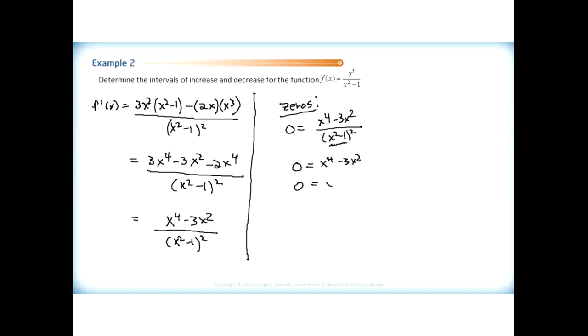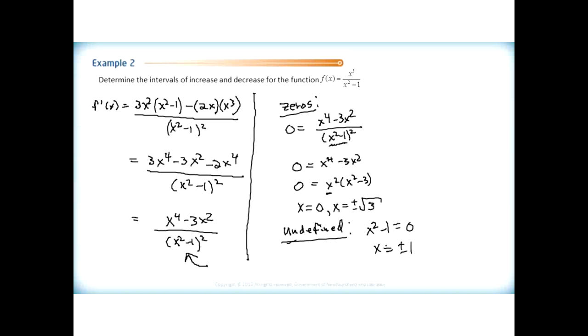And that can factor. I've got a common factor of x squared, leaving me with x squared minus 3. So I'm going to get roots at x equals 0, a double root for this one, and for the other one, x equals plus or minus the square root of 3. So from my numerator alone, I've got 3 critical values. And then I've got to look at places where the derivative could be undefined. So what are the undefined values of my derivative? The undefined values of the derivative here are going to be any place where my denominator is equal to 0, because that's the only thing that restricts the domain. If that denominator is equal to 0, it would mean that x squared minus 1 would have to be 0. And if that's going to happen, x would have to be plus or minus 1. Okay, so I've got 5 critical values. Wow, there's a lot of work to this.